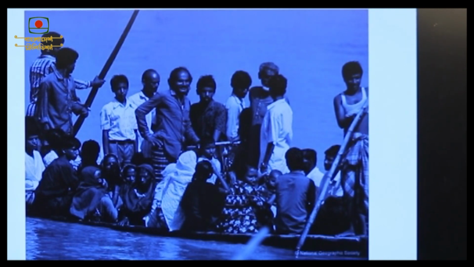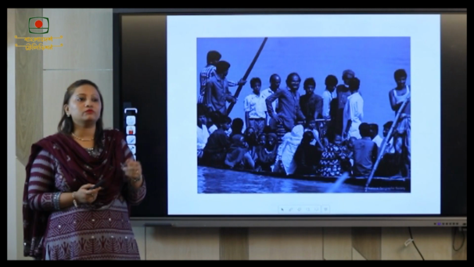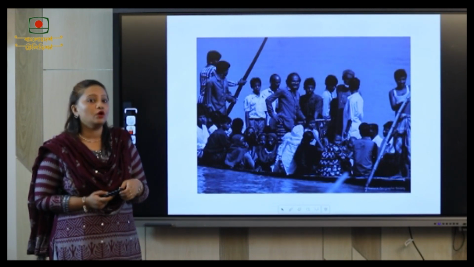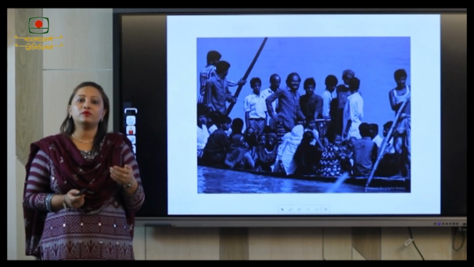Okay, so here you can see that one person is smiling over there. They don't have any tension about what they are doing now. But as most of the literate people live in Dhaka city, they are always thinking about what will happen if they take any negative steps. So from that chapter, we are going to study the positive and negative steps we need to take whenever we are traveling.